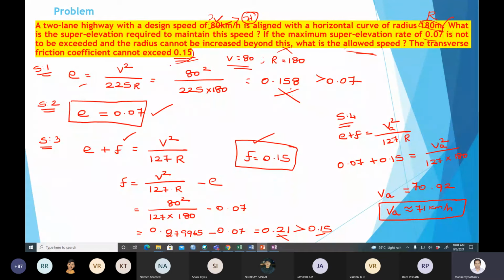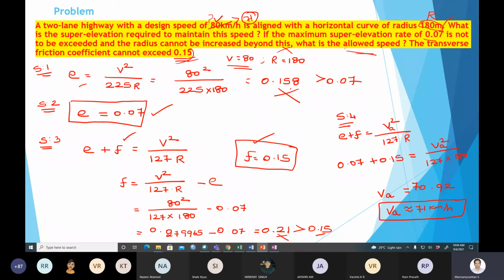So maybe you put a speed limit board, or a speed breaker, or a variable sign board. These kinds of remedial measures we can provide on the field, and we can inform the driver to maintain the speed of 71 km per hour. So this is one problem covering all the 4 steps. Probably this kind of problem we can expect in your exams.